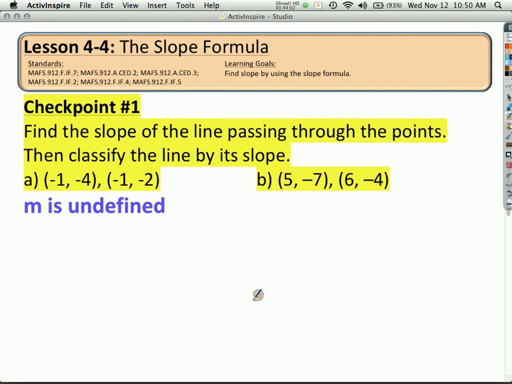But as soon as you see that 0 in the denominator, that automatically means it's undefined. And we spent time on Monday talking about why, because a 0 in the denominator doesn't make any sense. Okay?